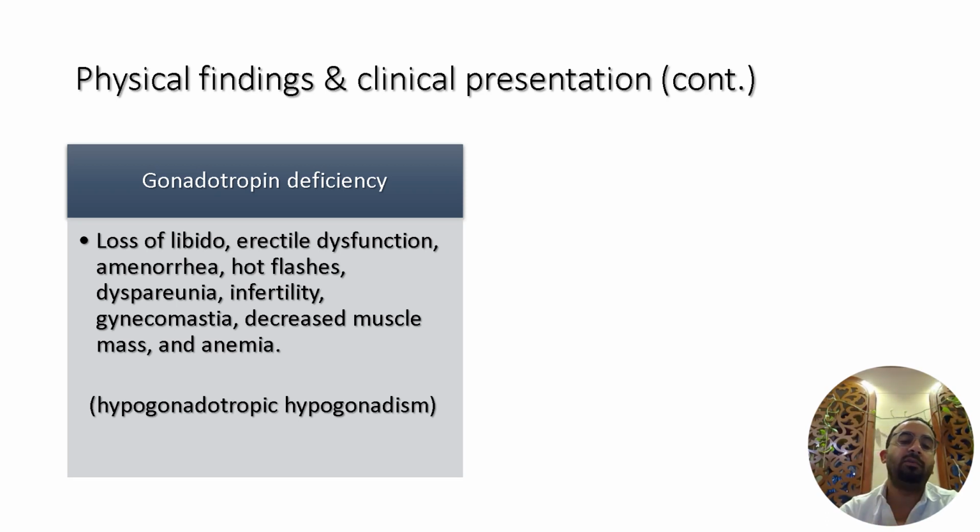And this is hypogonadotrophic hypogonadism, to be differentiated from hypergonadotrophic hypogonadism, which can have similar presentations, but the difference here is that FSH and LH will be very, very high in cases of hypergonadotrophic hypogonadism. Instead, here the FSH and LH will be either normal or low.